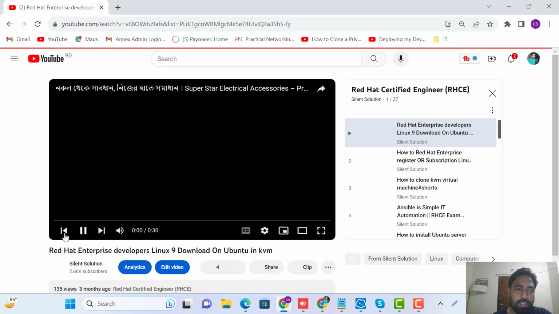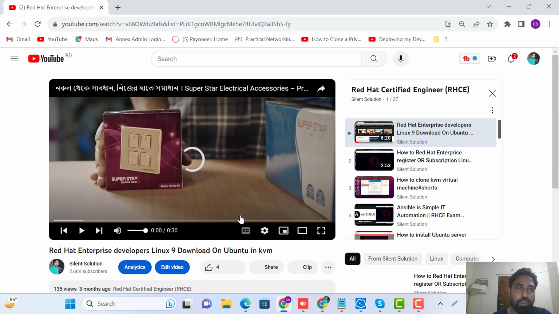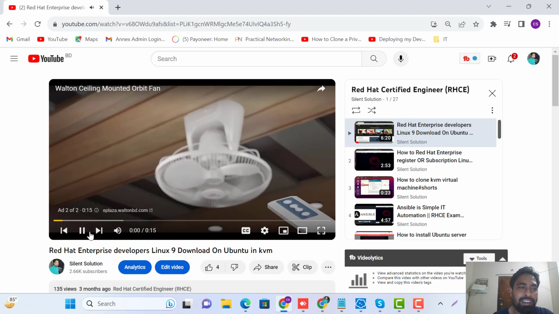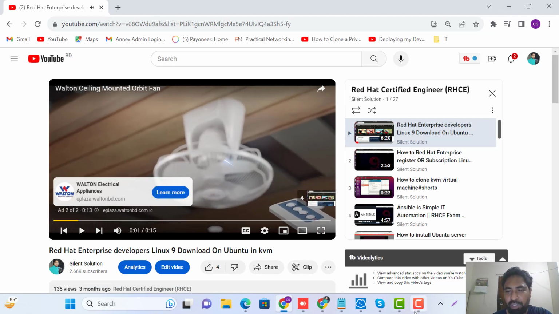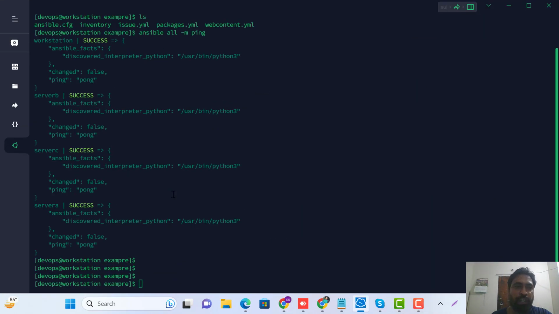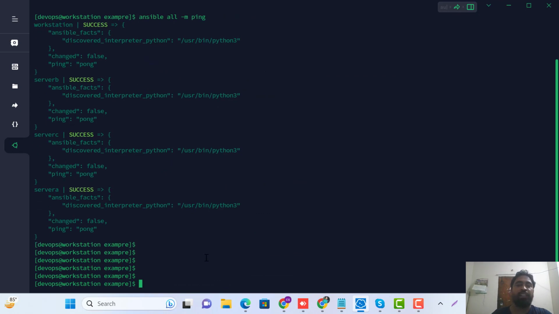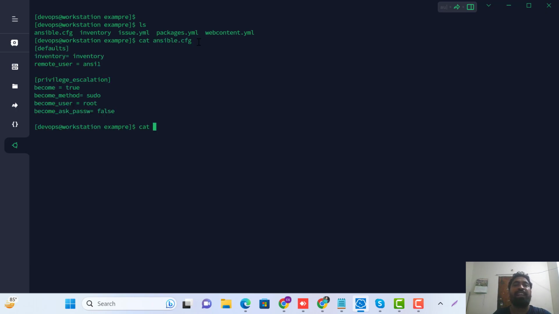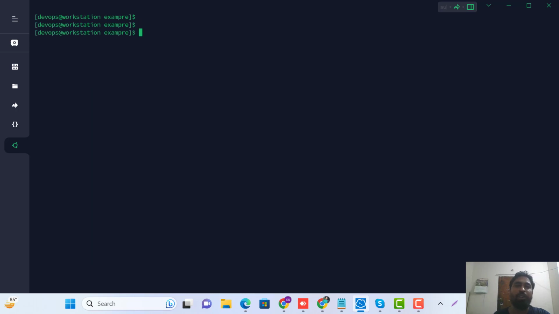Today we will solve the question: schedule a job that runs every 3 minutes for the above user. First of all, we go to our terminal. Here is ls, here is cat of the Ansible CFG file, and cat of the inventory file. It's okay, good.